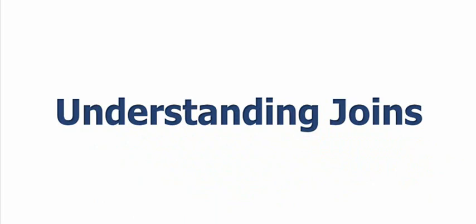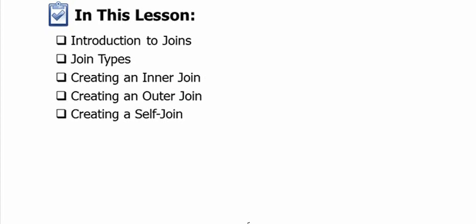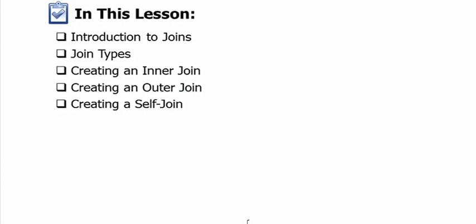You're watching the lesson entitled Understanding Joins. This lesson will begin with a brief introduction to joins, answering such questions as what are they, why do you need them, and how do you use them, as well as covering some specific types of join. We'll then jump right into Microsoft Access and create three different types of join: an inner join, an outer join, and finally a self join. Let's get started.